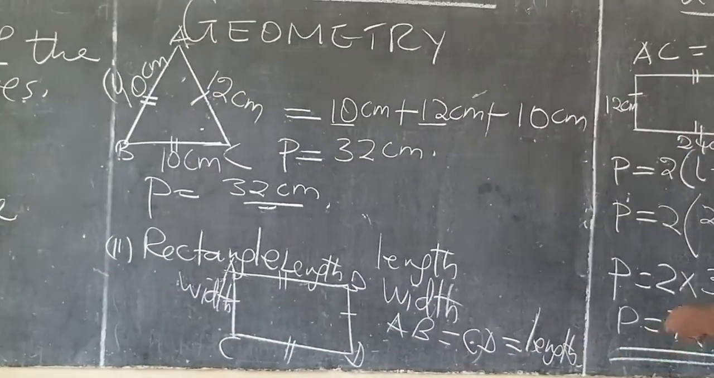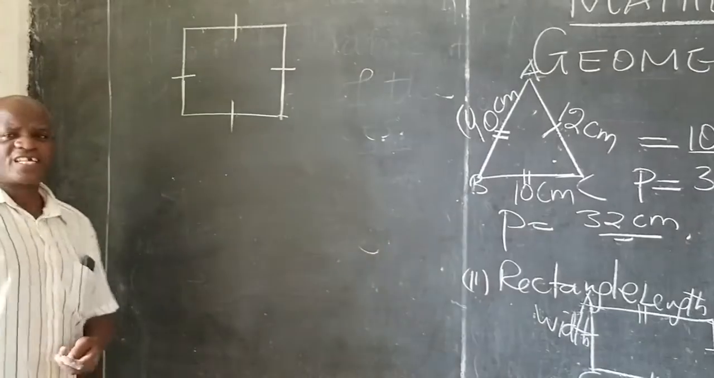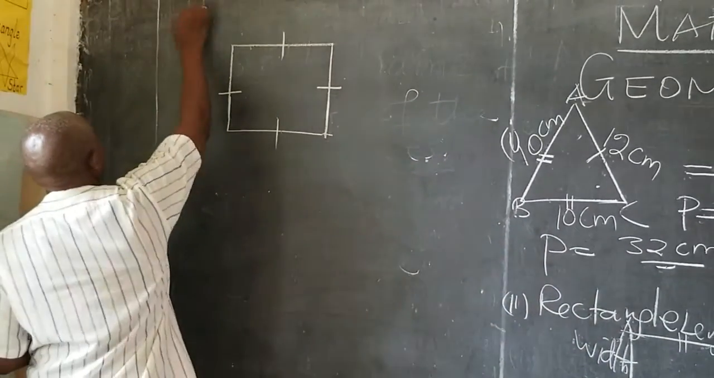Another figure is square. A square can be indicated by this sign. This is the square.